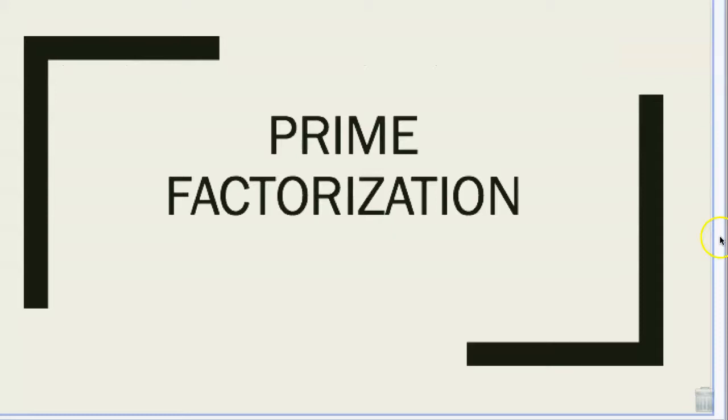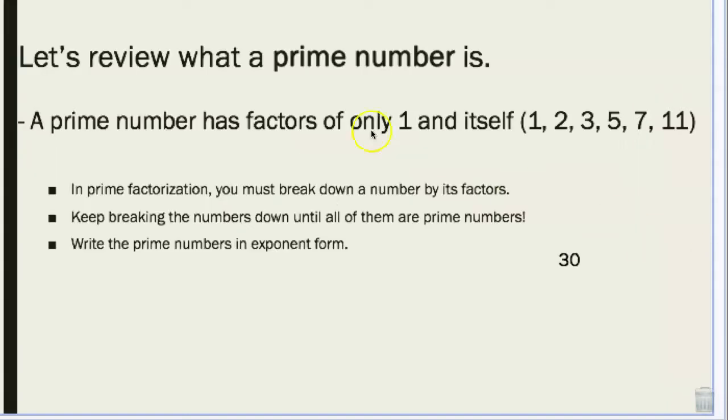Okay, now let's talk about prime factorization. It sounds complicated, but it's actually not once we remember what a prime number is. A prime number is a number that has the factors of only one and itself. For example, the only two numbers I can multiply by each other to get 3 would be 1 and 3. The only two numbers I could multiply by each other to get 7 would be 1 and 7. 11, 13, 17, 19, it goes on and on. I do want to mention that 2 is the only even number that is a prime number, because any other even number you can break down by 2.